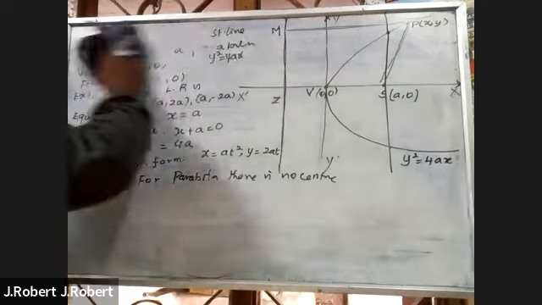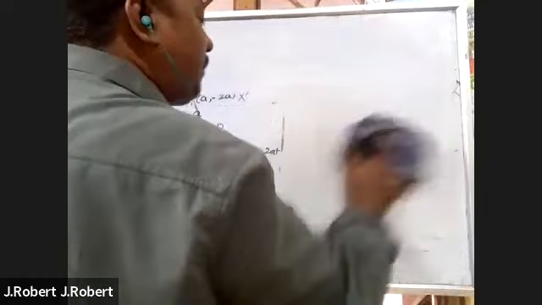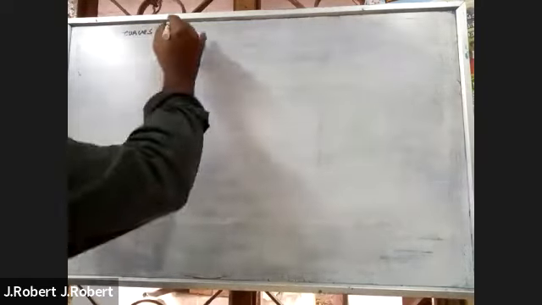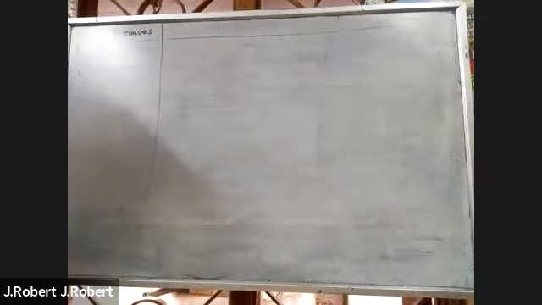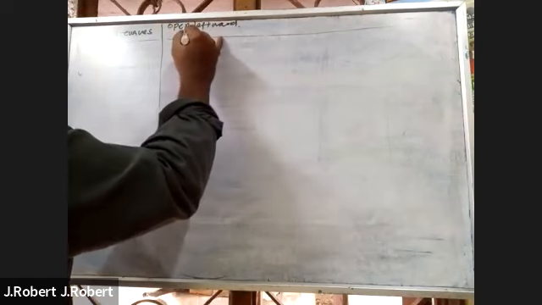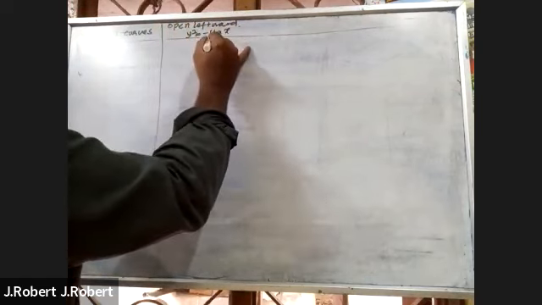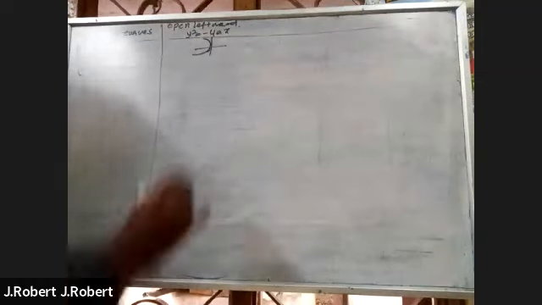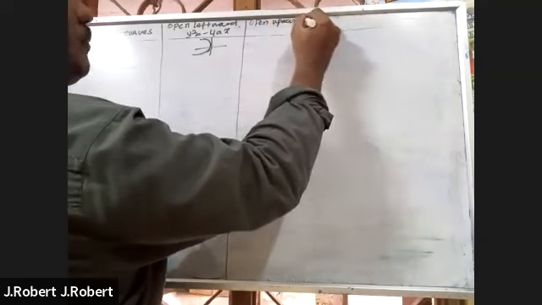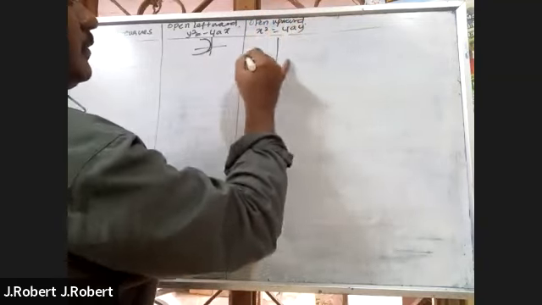Now you take down the other forms. With the diagram, the first one is open rightward. Now the next one is open leftward. The equation you can write as y square equal to minus 4ax. The parabola should be like this, open leftward. Next, open upward, x squared is equals to 4ay. So the parabola should be like this.